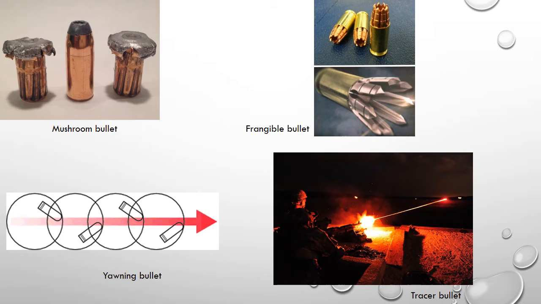Here you can see mushroom bullet and frangible bullet, yawning bullet which travels in irregular fashion, and the last one is tracer bullet. You can trace the direction of the bullet.